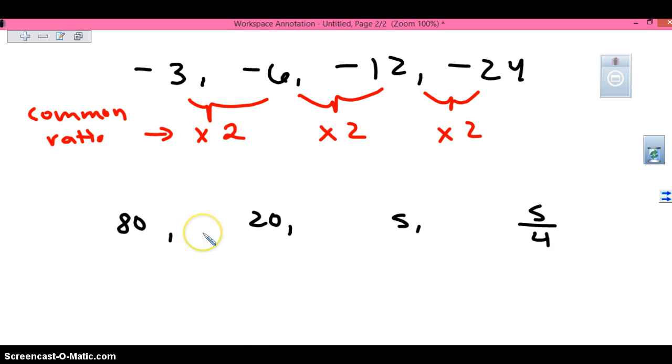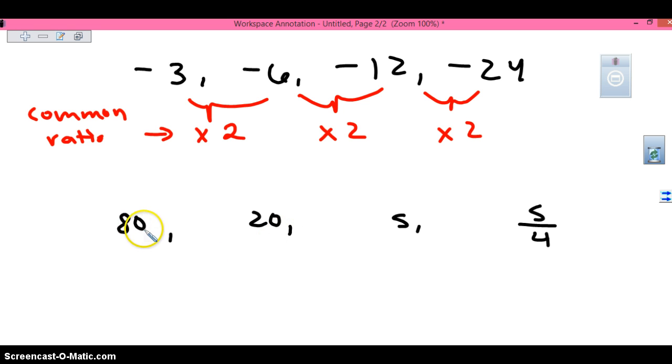So right now I'm telling you this is a geometric sequence. That means we have to multiply this term times something to get this term. And we have to multiply this term by the common ratio. That means by the same amount to get this. So what would you suggest?